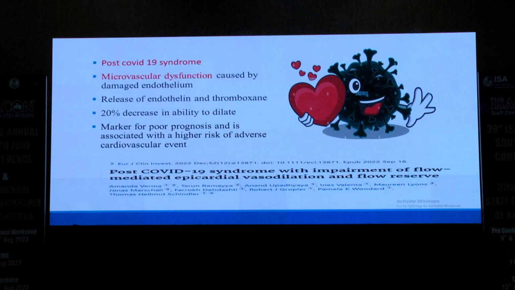Another case is about a deadly pandemic we all faced, COVID-19. A study conducted in the US in 2022 showed that patients affected with post-COVID had impairment of flow-mediated epicardial vasodilatation and flow reserve. This is attributed to microvascular dysfunction secondary to endothelial damage. Such patients had a 20% decrease in the ability to dilate the coronary arteries whenever there is increased demand. Such patients would have a higher risk of adverse cardiac events.